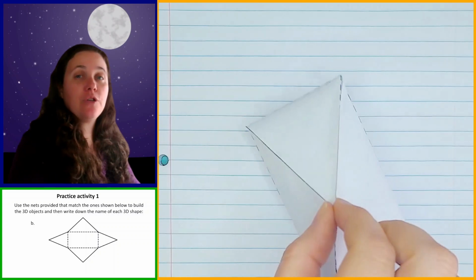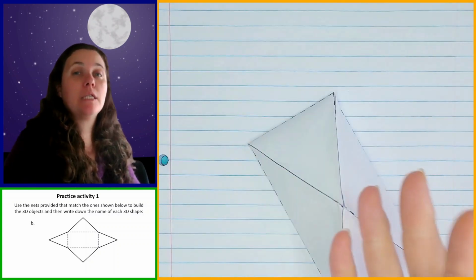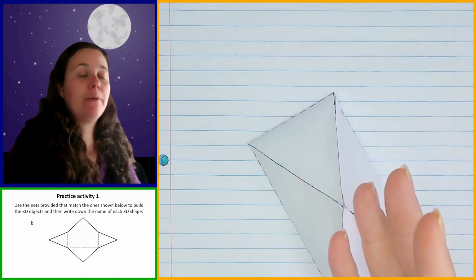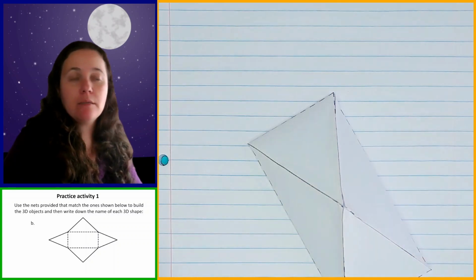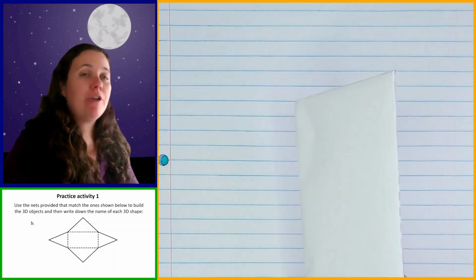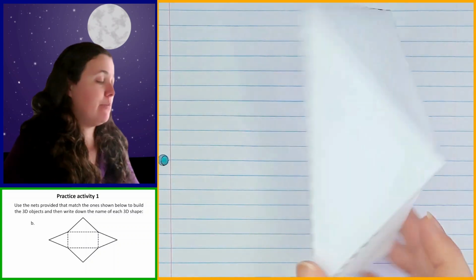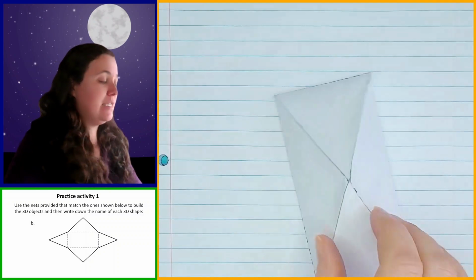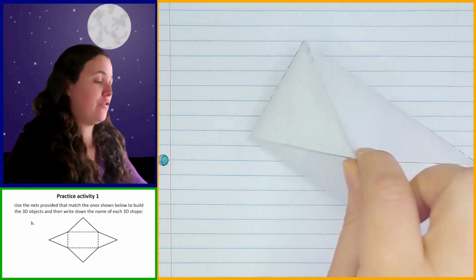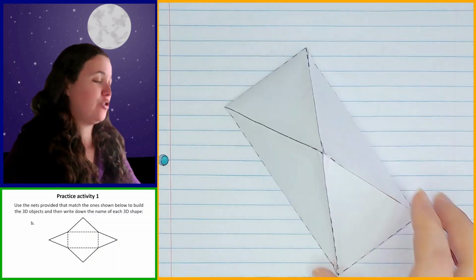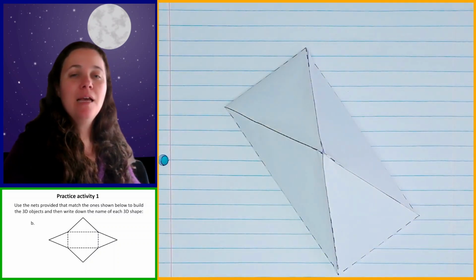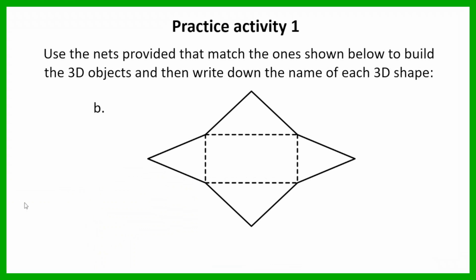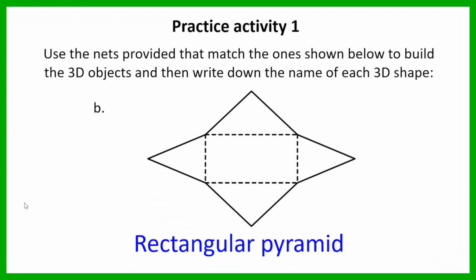Now this one is different to the last one because the last one, all the faces were identical, so any one of them could have been the base. But in this example, there is only one face that can be the base, and that is the rectangle over here. These are all the lateral faces, and they come together at the apex over there. So that's basically what your pyramid should look like for this example. So the name of this pyramid is a rectangular pyramid, okay, because the base is a rectangle.